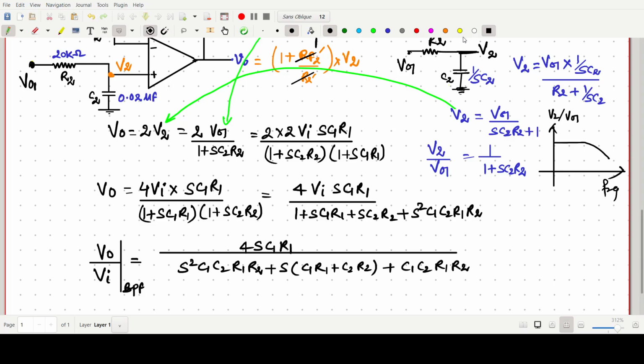So this is a very interesting result, that the transfer function, V naught by Vi, will be like this only. So now all frequency components, everything we will find, but this is the theory.